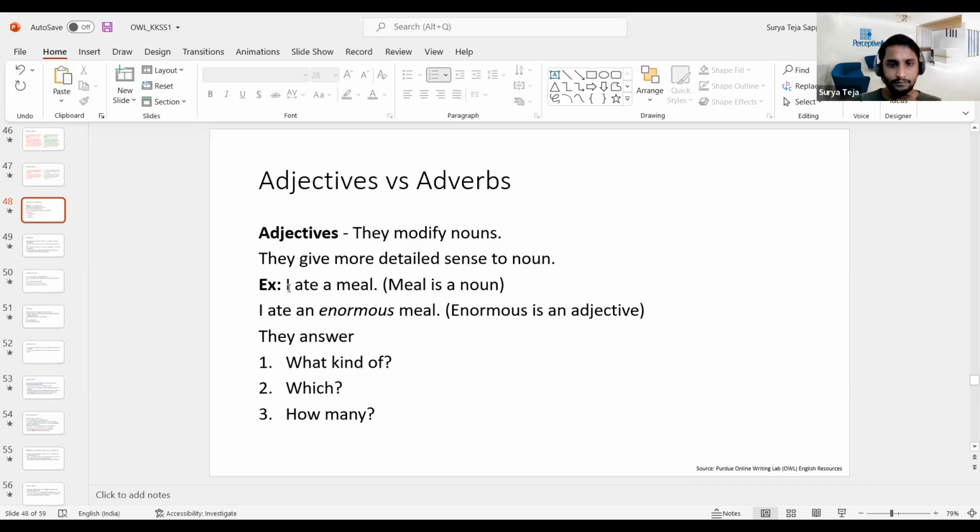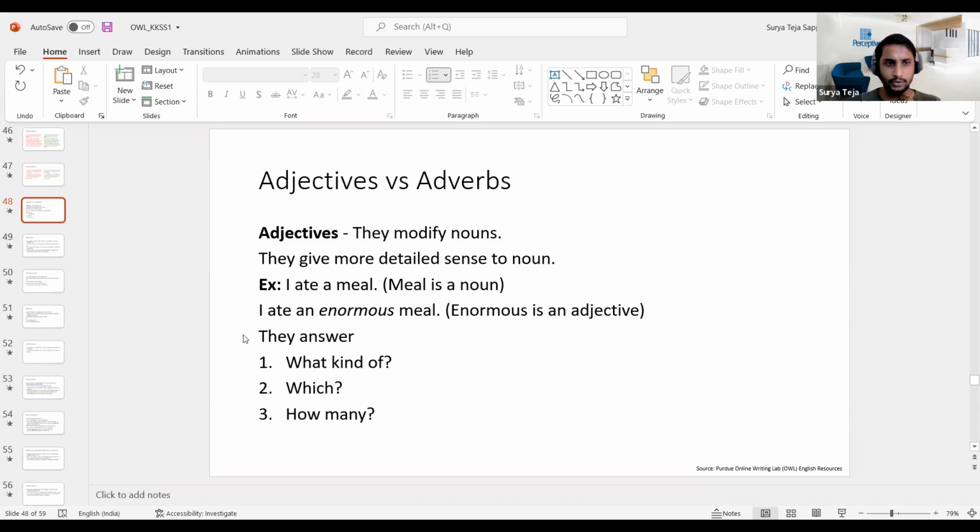If you see here, I ate a meal, but meal is a noun here, and we could not figure out what that meal is. It is not making any detailed sense. It is not giving adequate knowledge about the noun. But if you see the second sentence here, I ate an enormous meal, it is much better than the previous one. This enormous is modifying the noun meal. So that's how adjectives are used, and they modify the noun.